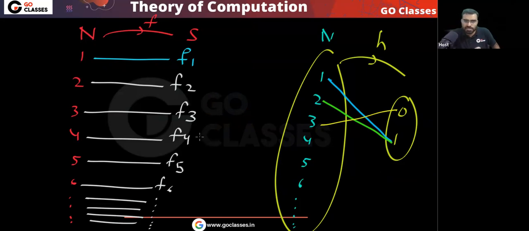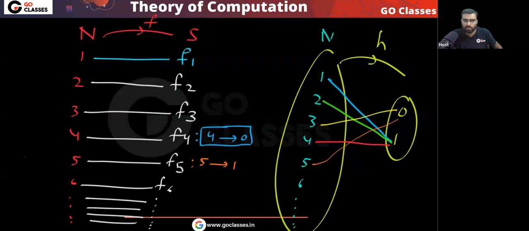And let's assume, just for a moment, that in this f4, 4 is mapping to 0. Then tell me where this h will map. In this h, 4 will map to 1. Okay, let's assume in this f5, 5 is mapping to 1. Then in this h, 5 will map to 0.